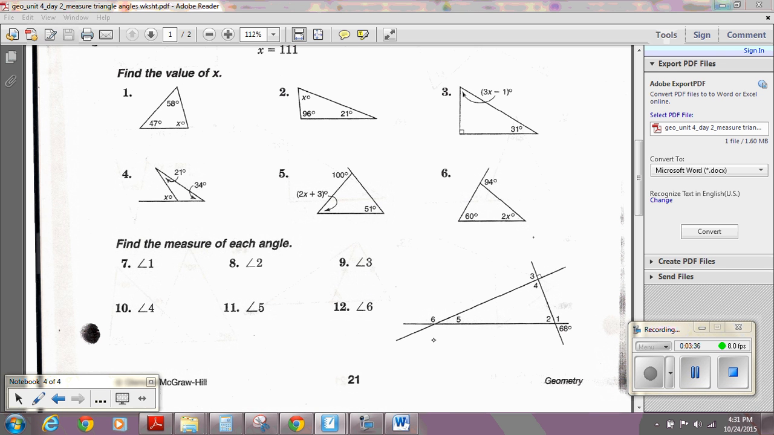All right, for the bottom section, they want us to find the measure of each angle. The first one we're going to find is angle 1. We know that angle 1 forms a linear pair with the 68 down there. So we know that angle 1 plus 68 is 180. So subtract 68 from both sides, so that angle 1 is going to equal 112 degrees.